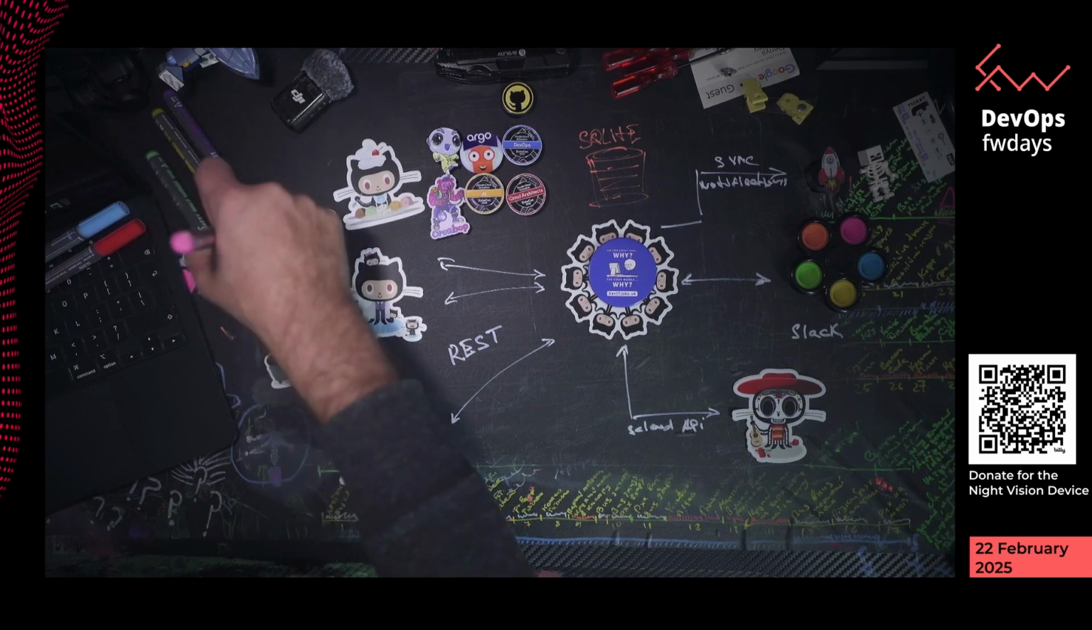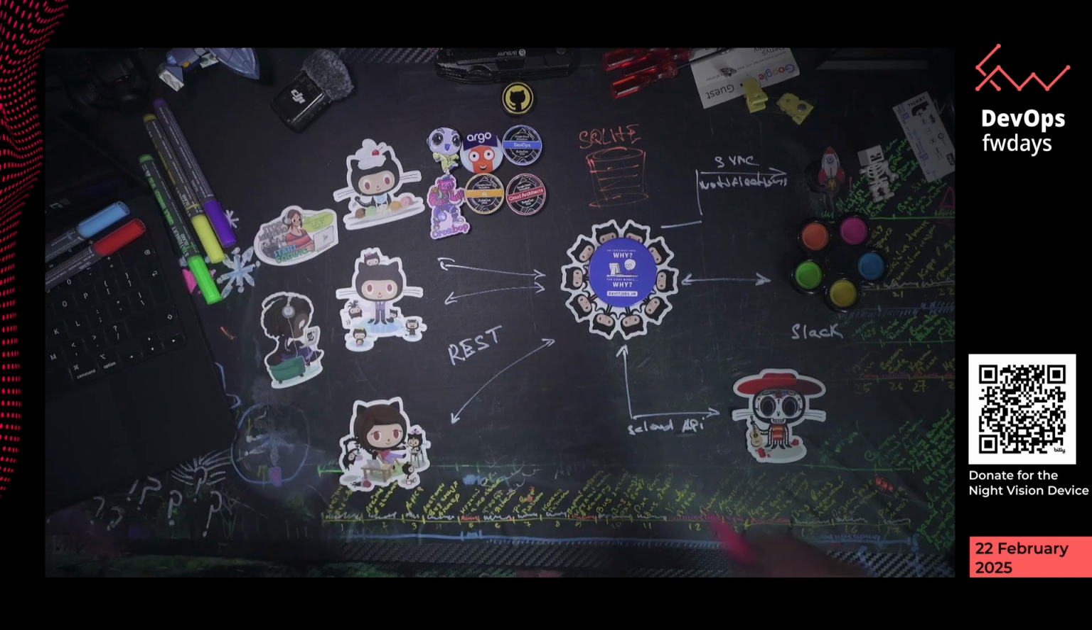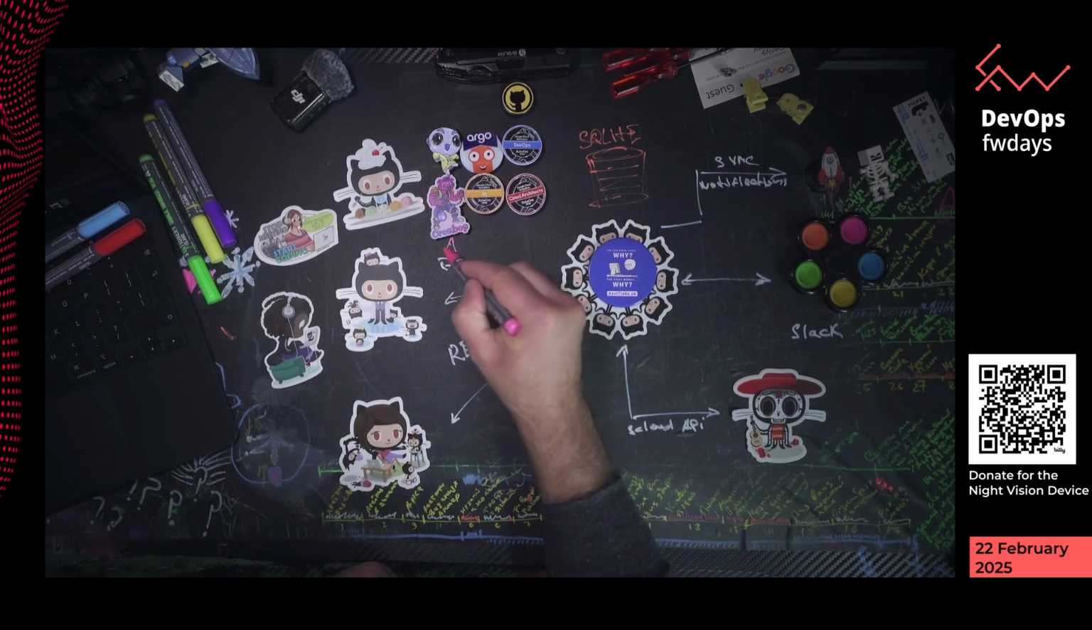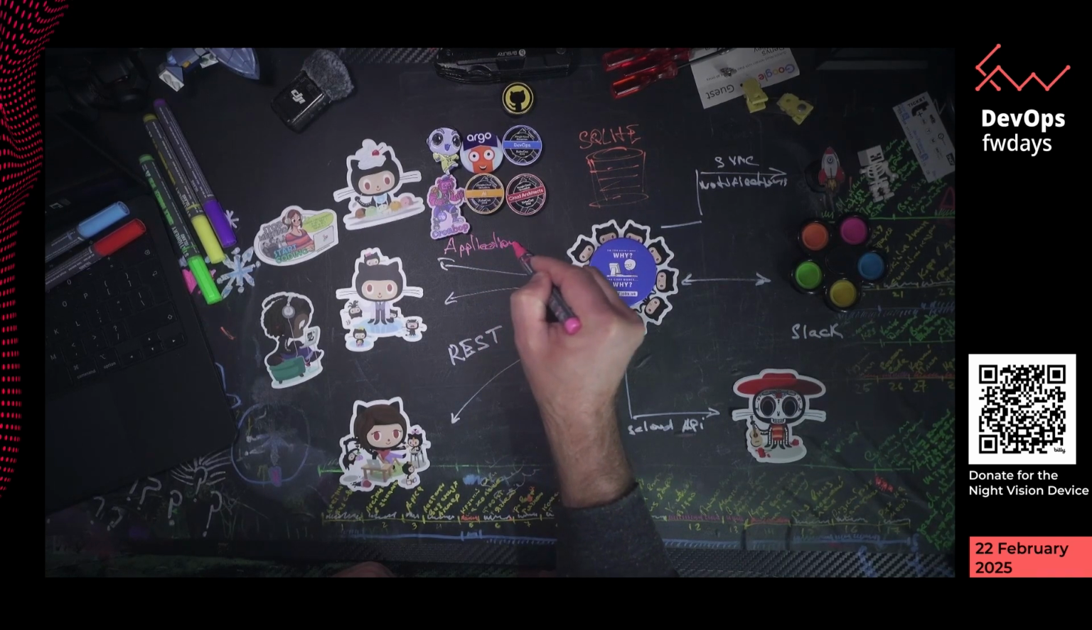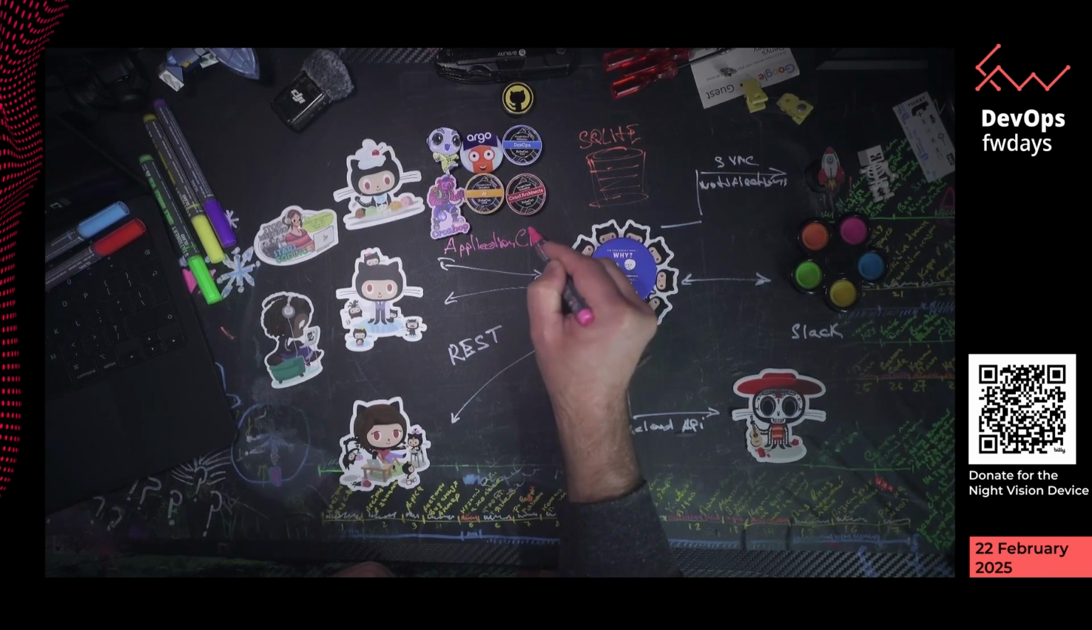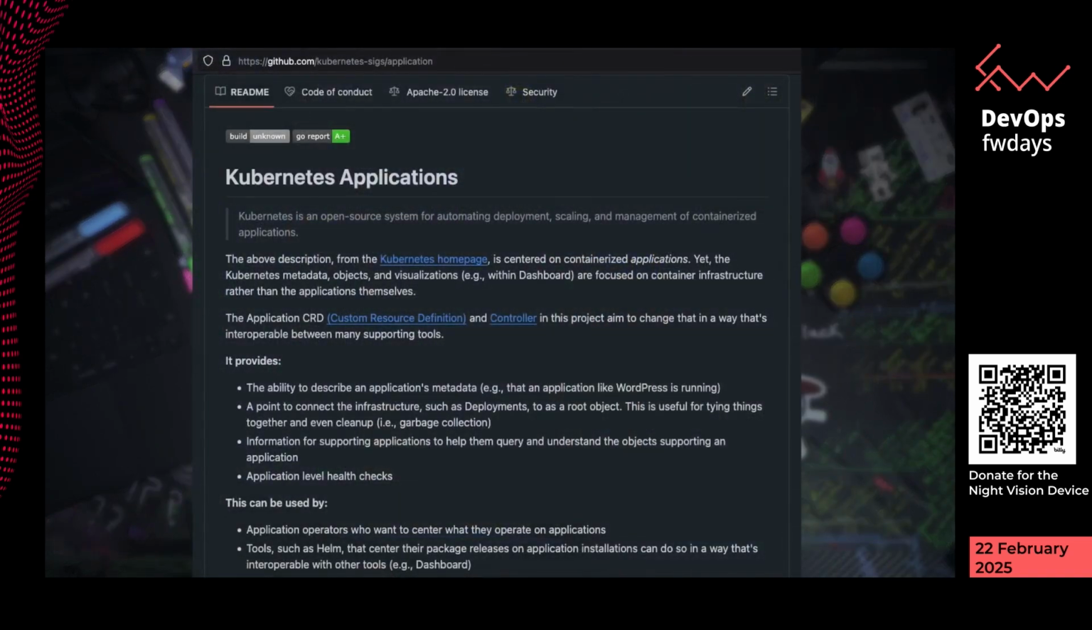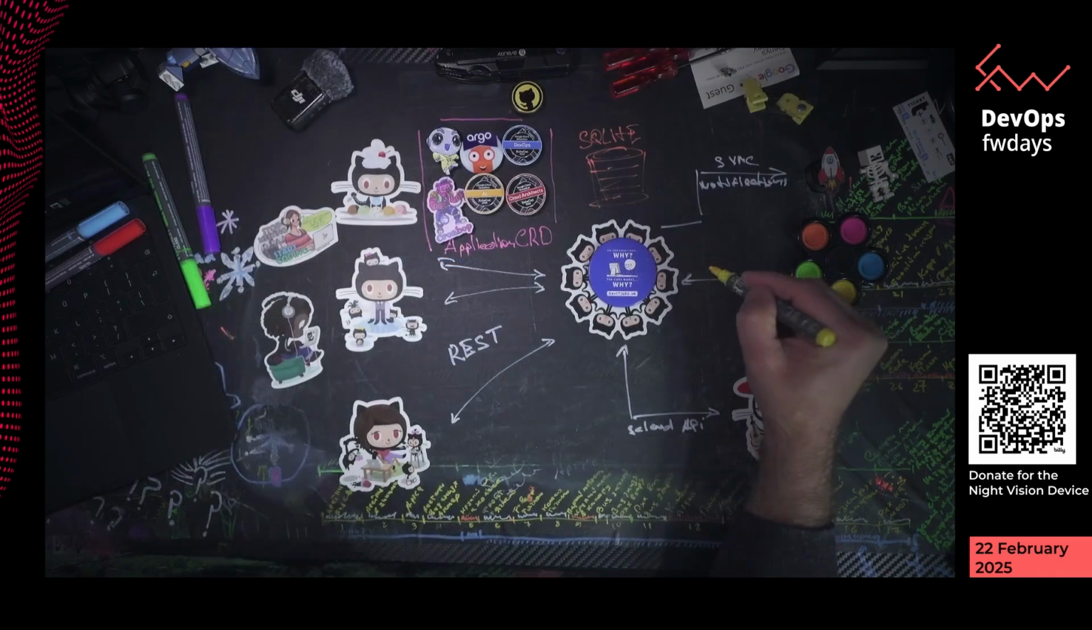The first controller we are using was the Application CRD controller from the Applications project. It helps us to group and define the application's metadata, establish connection points to the infrastructure, enable application-level health checks, and understand the related objects in a release.